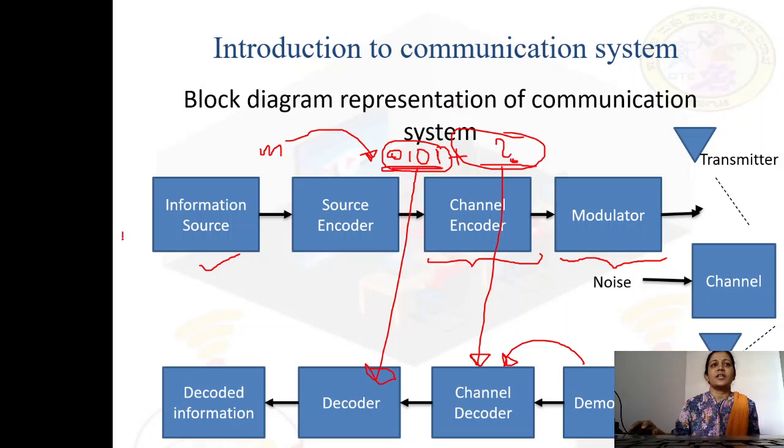Therefore, if we are sending a message M from the transmitting end, then our M-cap would be the decoded information, which is approximately the same as our M. But if it is erroneous, it will be slightly different from our actual signal. So this is some basic information regarding our communication system.